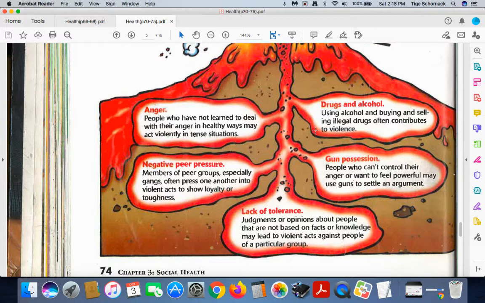Anger. People who have not learned to deal with their anger in a healthy way may act violently in tense situations. Drugs and alcohol. Using alcohol and buying and selling illegal drugs often contribute to violence because, again, you are coping with the situation wrong. You are trying to use drugs and alcohol to mask and hide from a situation.